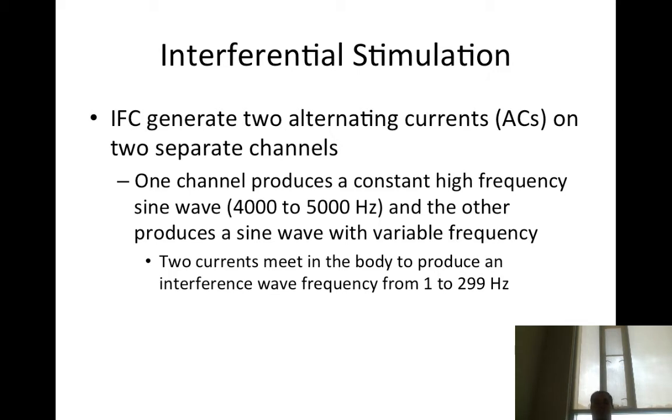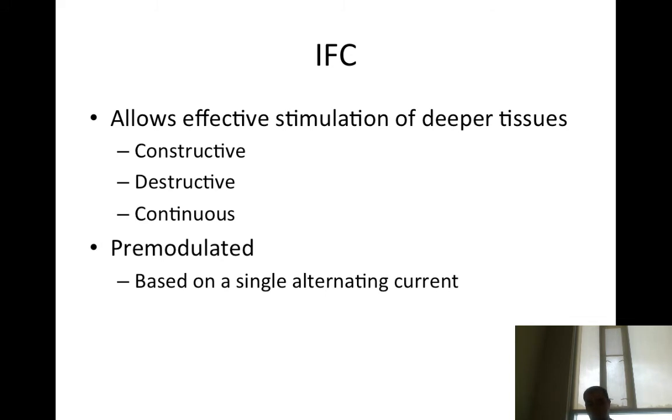Interferential stimulation, IFC, generates two alternating currents, AC currents, on two separate channels. One channel produces a constant high frequency sine wave, don't worry about the sine wave, and the other produces a wave with a variable frequency. These two currents meet in the body to produce an interference wave, interferential, with a frequency from 1 to 299 hertz. We have different forms of constructive, destructive, and continuous. Allows effective stimulation of deeper tissues. We also have something called premodulated.